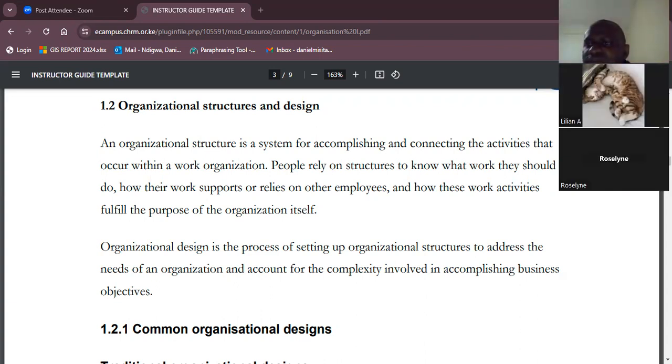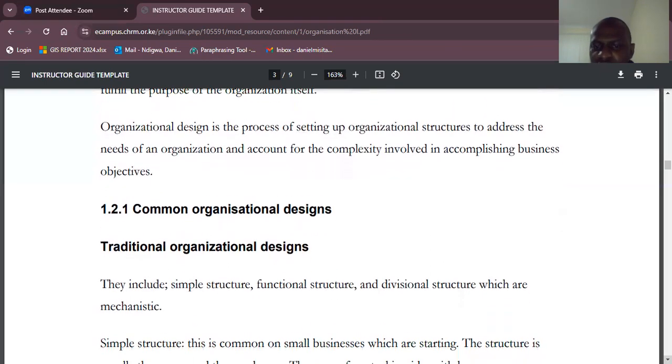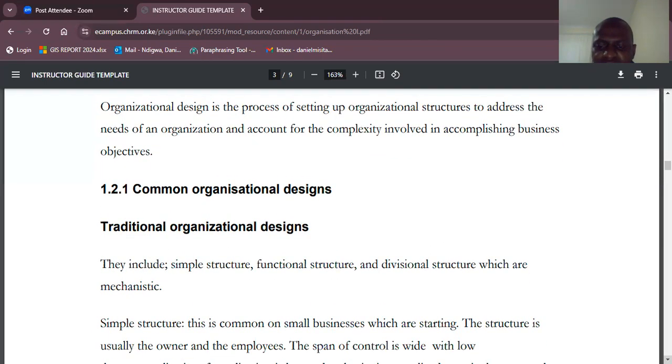Then we also have common organizational designs. So we have different designs that can be implemented within the organization. For example, we have the traditional organizational design, which may include simple structure, functional structure, and divisional structure. When you look at all these three structures, they are normally mechanistic structures.